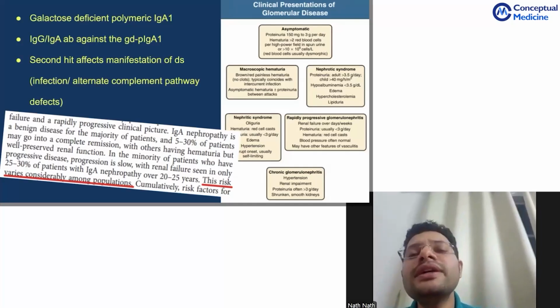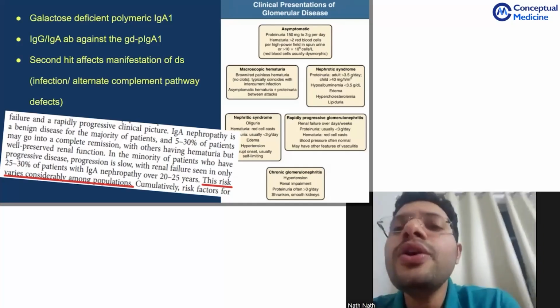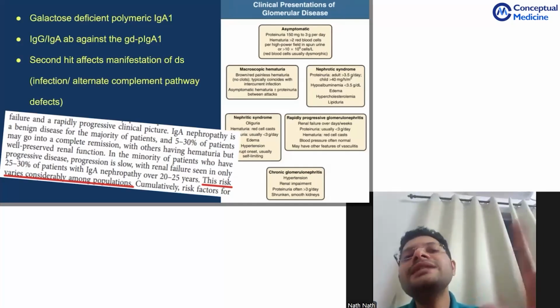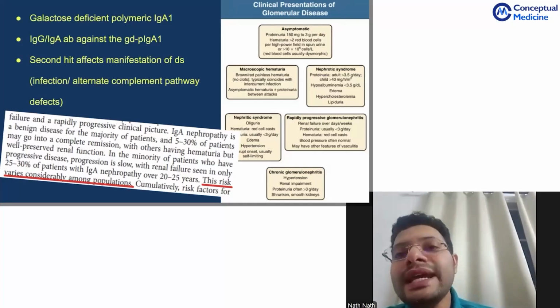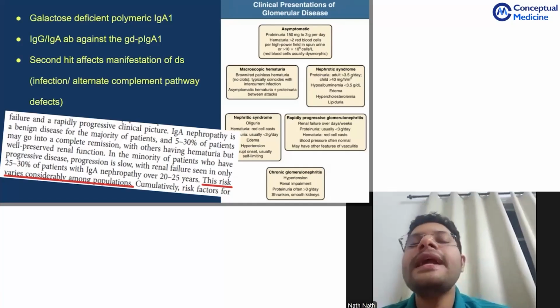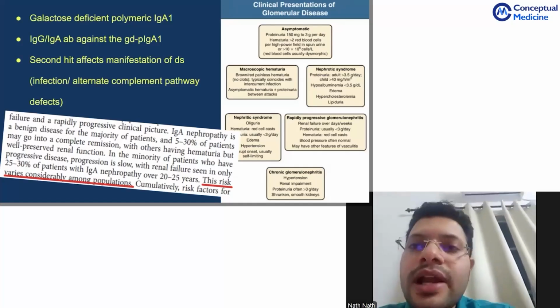Please do not consider IgA nephropathy as a not so serious disease because the lines before give you that kind of an impression. So it's very important for us to seek the diagnosis of IgA nephropathy and give the benefit of immunosuppression to our patient.